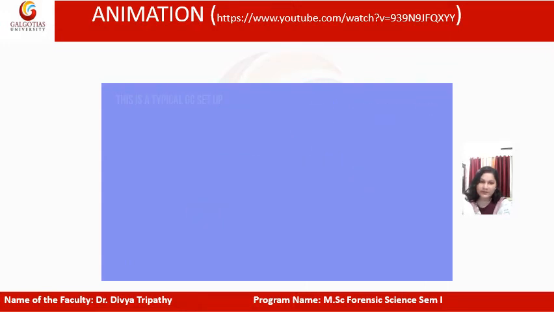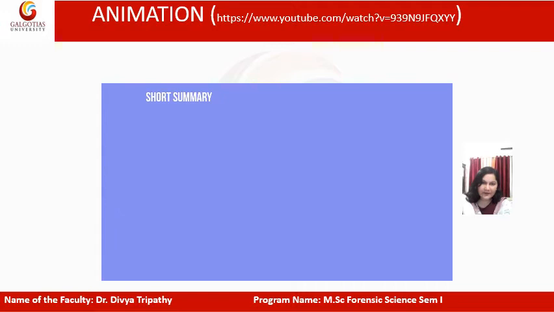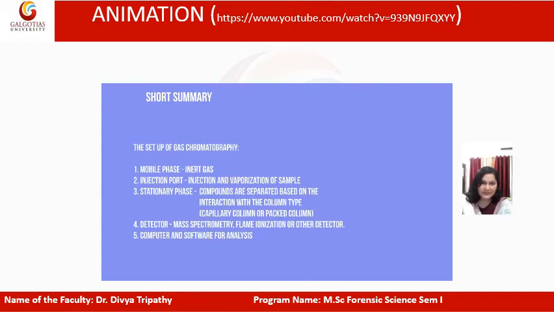Now have a short summary definition. It is a technique used to isolate volatile components of a mixture depending on the difference in the mode of partition between the flowing mobile phase and the stationary phase. The setup of gas chromatography has a mobile phase, injection part, stationary phase, detector and computer and peripheral system for analysis.